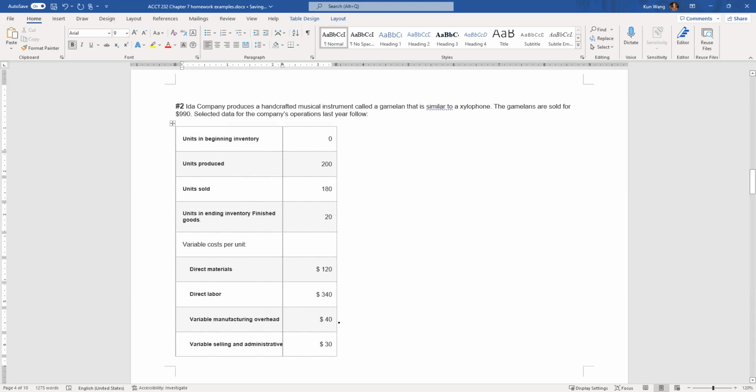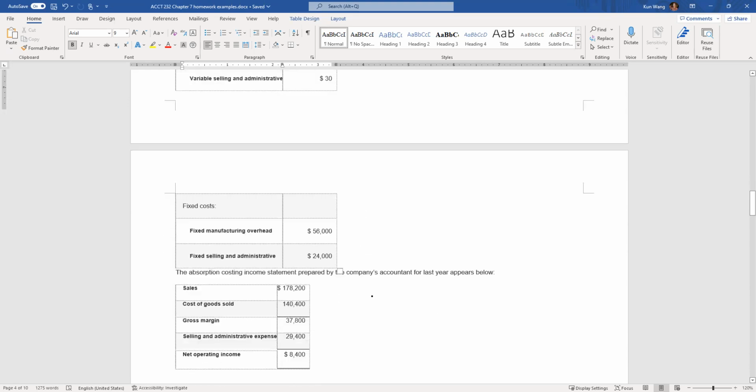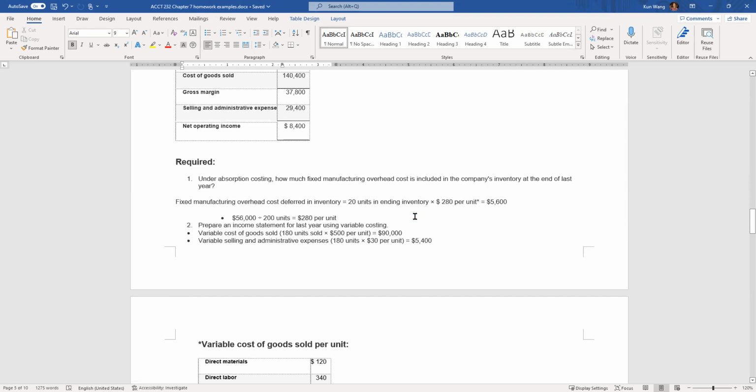So 20 units. So we sold 180 and then 20. The cost related to the 180 units will be the cost of goods sold. And then the manufacturing overhead for the 20 units will be absorbed by the finished goods. So 5,600. Under the finished goods, we absorb $5,600 of the fixed manufacturing overhead. So that's the answer for number 1.